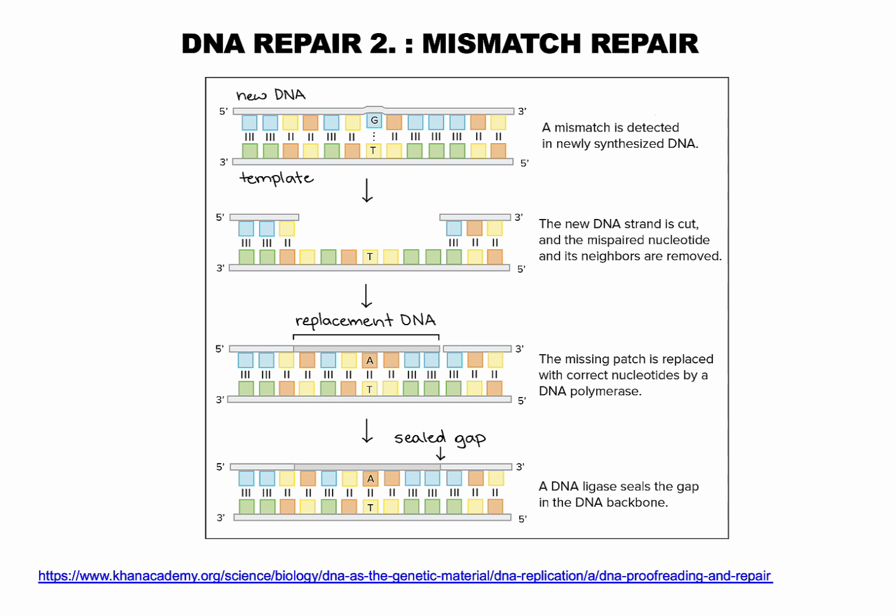First, a protein complex recognizes and binds to the mispaired base. A second complex cuts the DNA near the mismatch, and more enzymes chop out the incorrect nucleotide and surrounding patch of DNA. A DNA polymerase then replaces the missing section with correct nucleotides, and an enzyme called DNA ligase seals the gap.